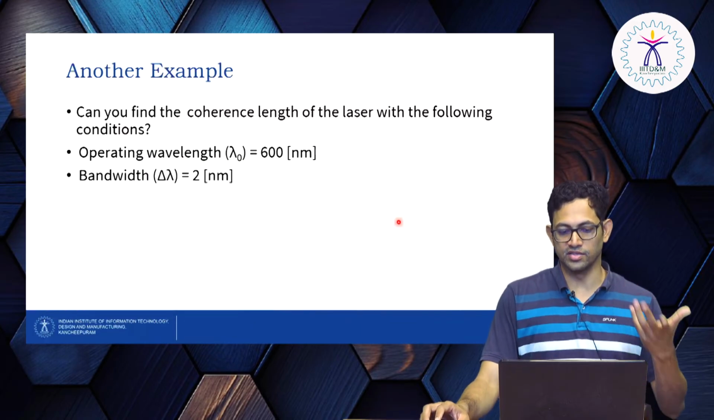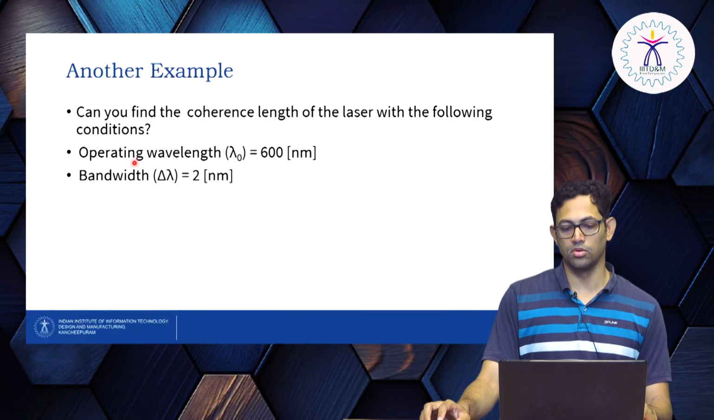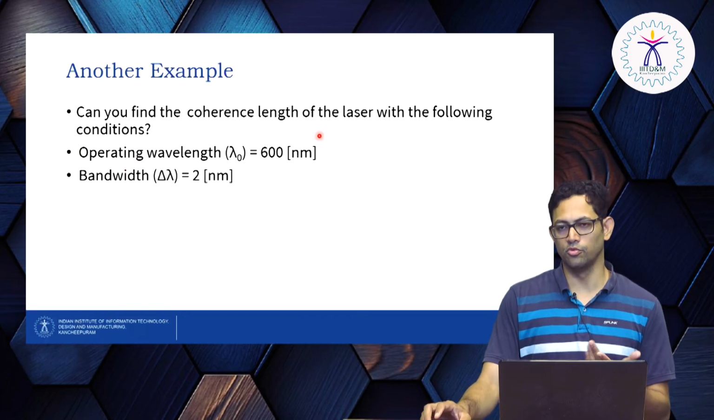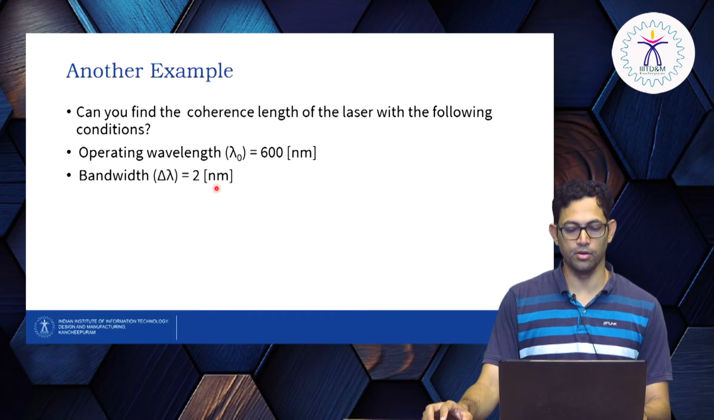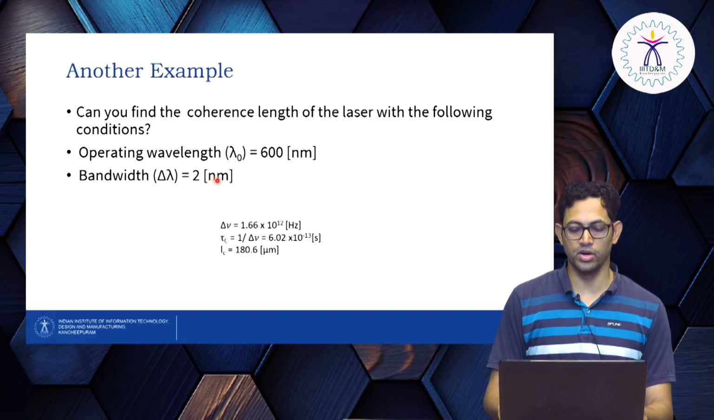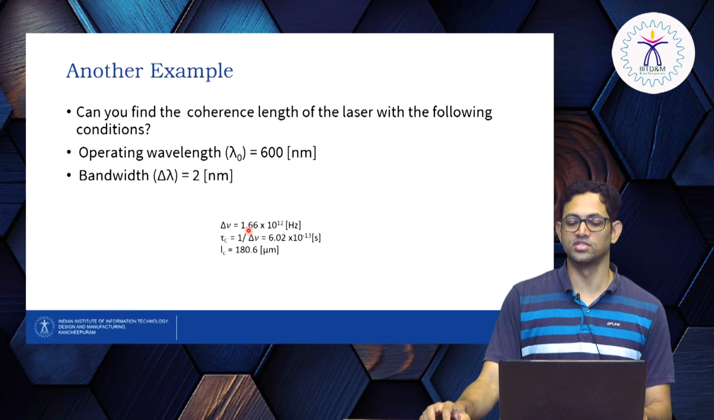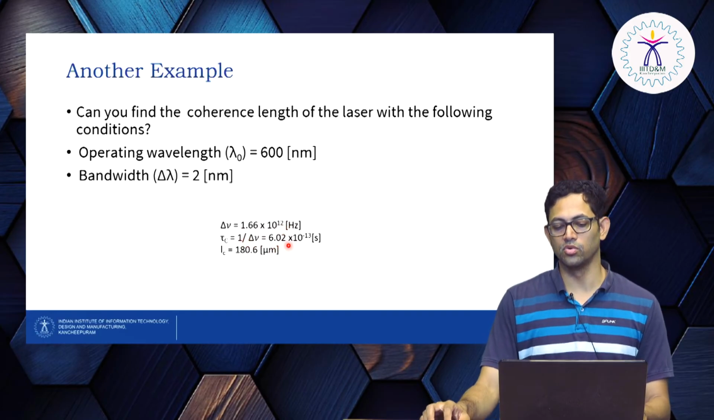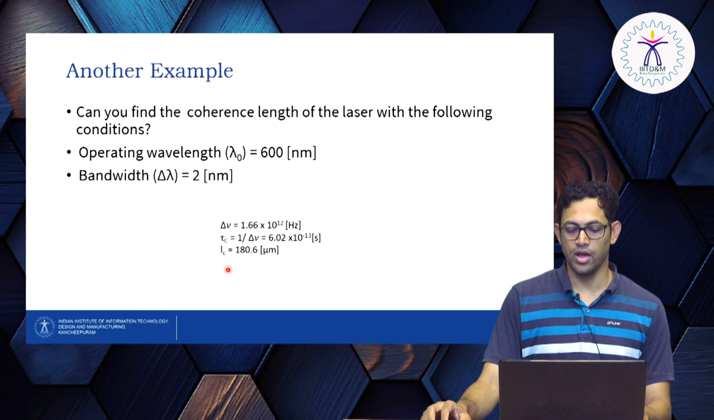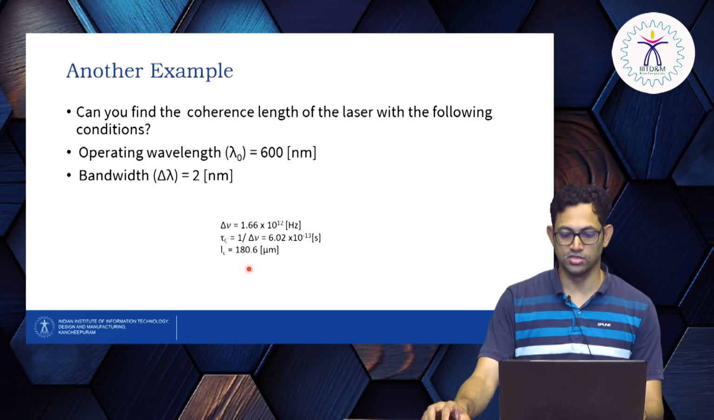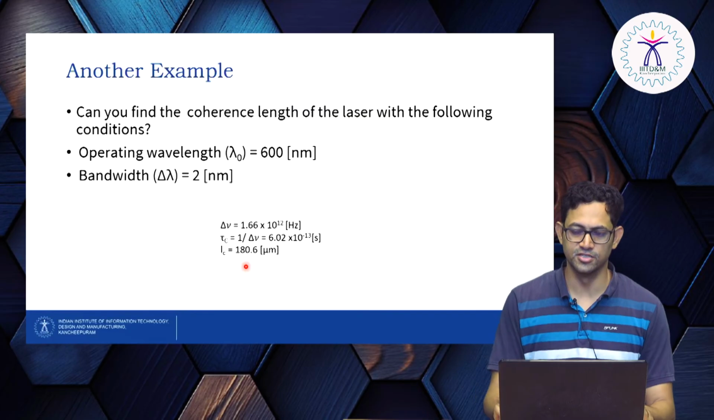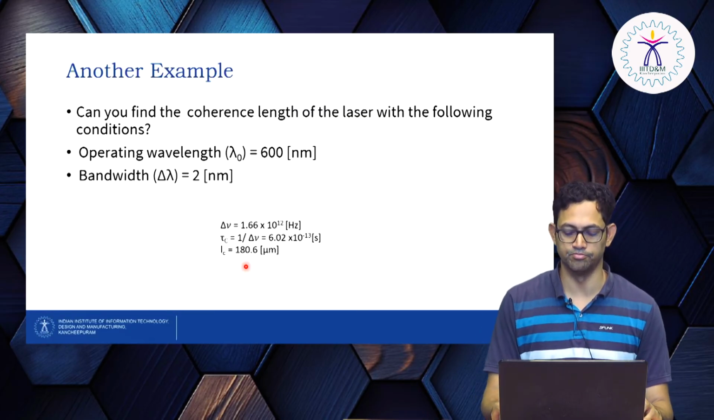Okay, so let us see another example. Now consider a laser with an operating wavelength of 600 nanometers. This could be a very poor semiconductor laser diode, having a bandwidth of around 2 nanometers. The corresponding delta nu is calculated as 1.66 times 10 power 12 hertz, using the same formula that we used earlier. Taking the inverse, you get around 6 times 10 power minus 3 seconds, and this is the temporal coherence time, and this is the coherence length. Again, it is on the order of around 180 micrometers, so something you can still use on microscopic slides if you want to use these coherence properties.